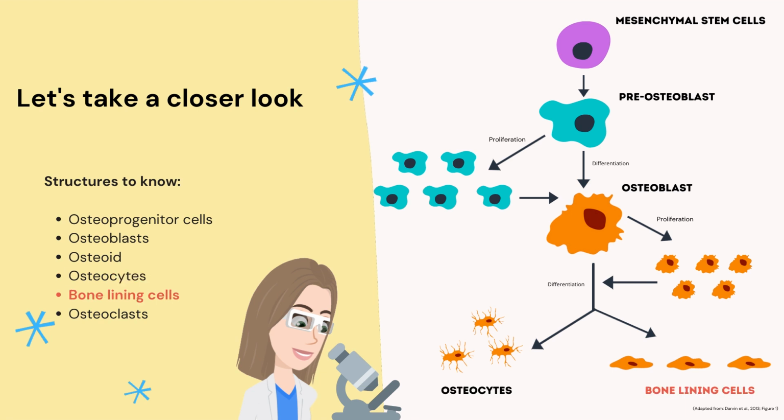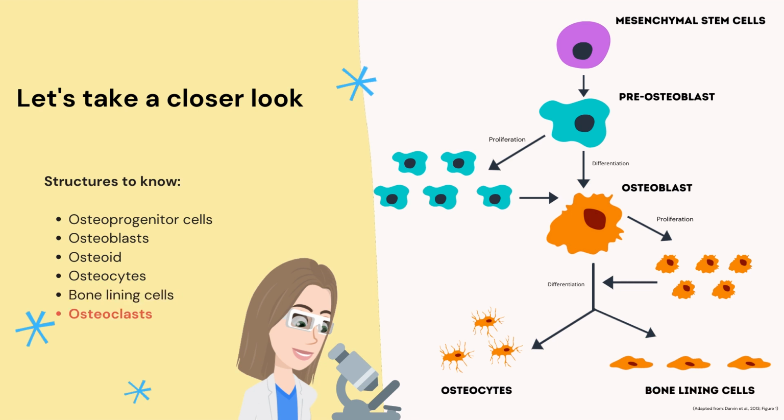Bone lining cells are flat bone cells that cover the outside surface of all bones. They are formed from retired or inactive osteoblasts. They are responsible for the movement of calcium in and out of bone, as well as for the activation of osteoclasts.